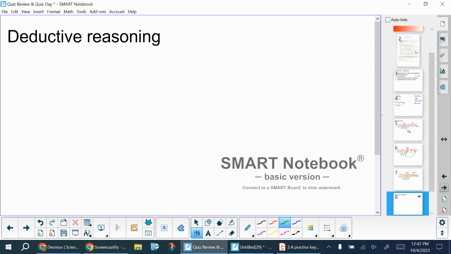The last thing here is our deductive reasoning. This is what we talked about yesterday. So our big things here are being able to draw some logical conclusions based on statements. For example, one of the classic ways to do this is I give you two true statements and you have to draw a conclusion.